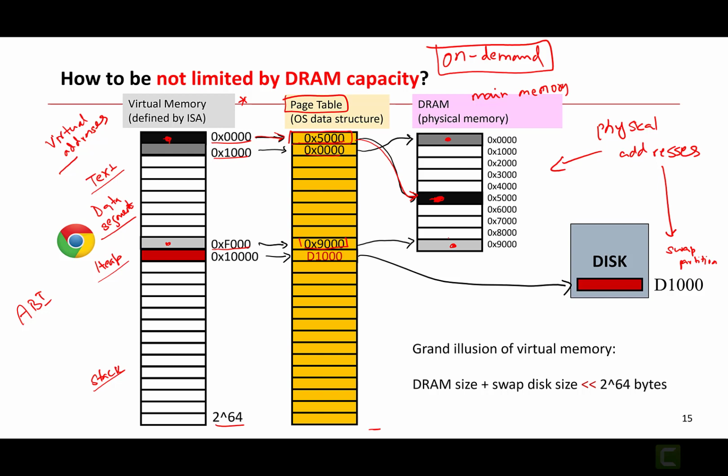Sometimes you may not have enough space in your physical memory of DRAM, and so the operating system needs to store that data in a physical location that corresponds to the disk. So D1000 refers to an address on the disk, the swap partition that we talked about.